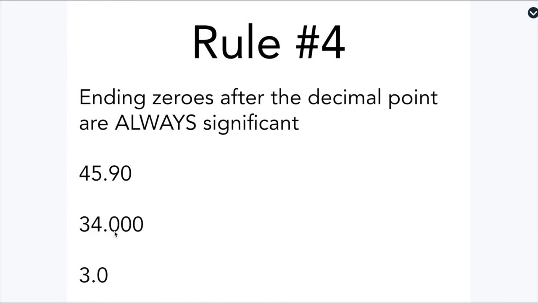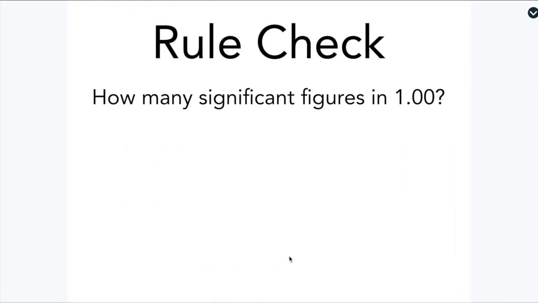34.000. If you have those 3 zeros following that decimal point, that is implying that you have a very accurate or very precise measurement, and therefore 34.000 has 5 significant figures. 3.0, that 0 falls after the decimal point, and therefore it is significant, and we have 2 sig figs. Alrighty, how many significant figures in 1.00? Go ahead and take a guess.